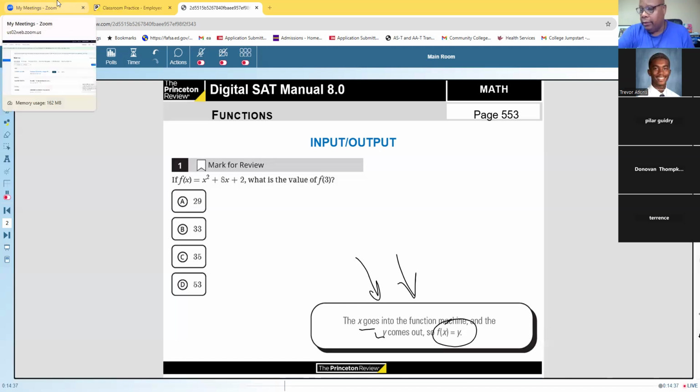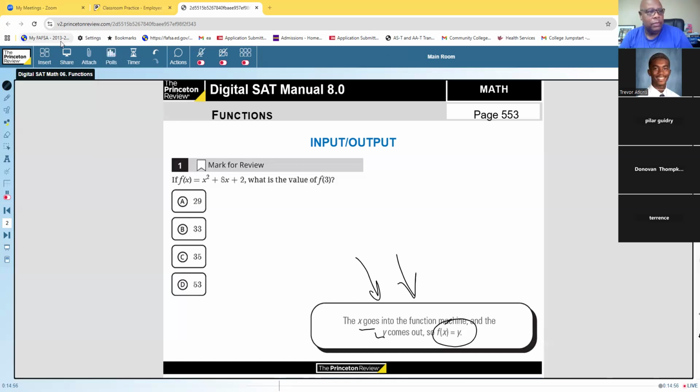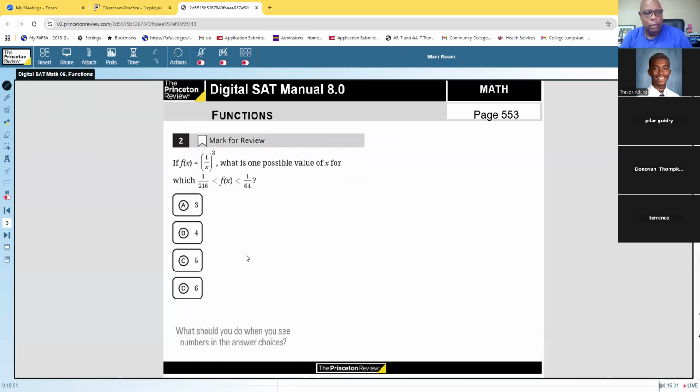Okay. I'll just go through and give the answers first. Okay, A. Number one is 35, which is C. Number two is C. So two is C also.